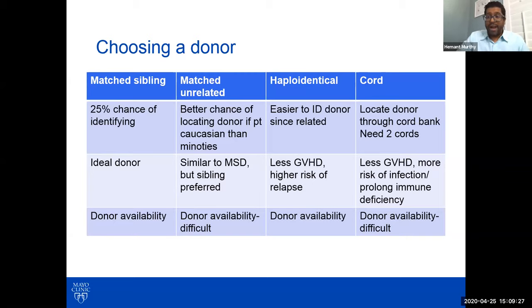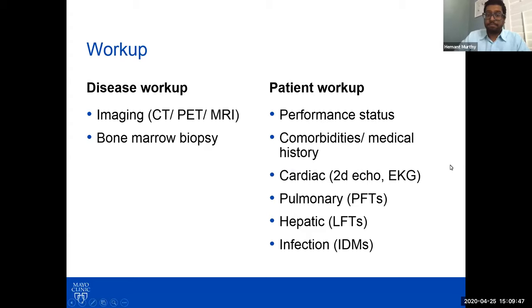So by and by, haploidentical transplantation has actually taken off compared to cord blood transplantation, to the point where people are actually starting to consider haploidentical versus matched sibling donors. So this slide continues to evolve. Next, please. So what do we do?